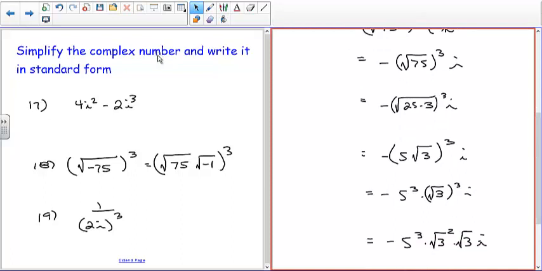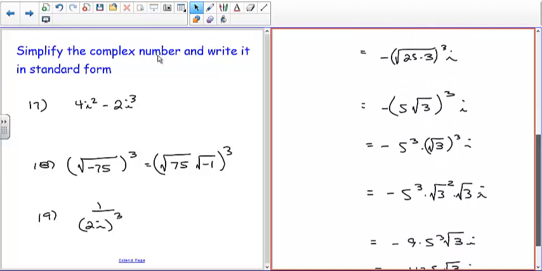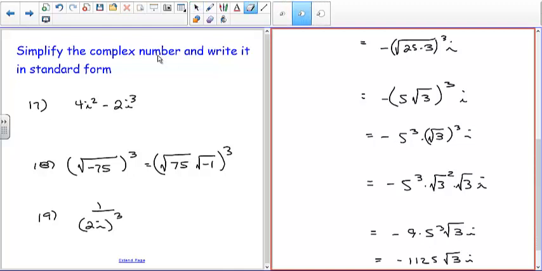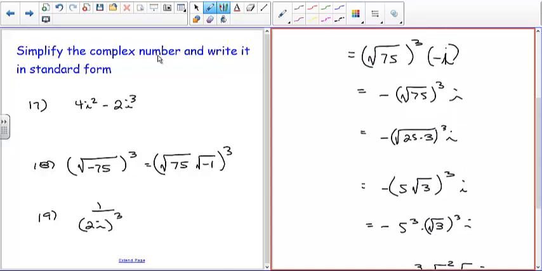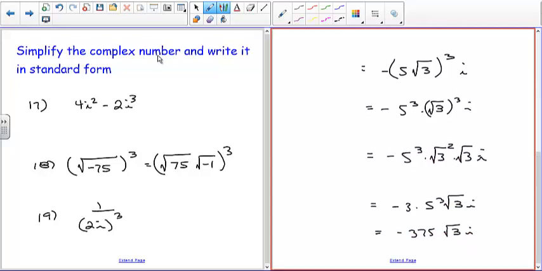5 cubed, 125. 125 times 3 is, oh, it's right here. That should not be that. The square root of 3 squared is 3, so it's 3 times that. So you'd have 3 times 125, which would be 375. Okay, and then that works out. If you take 375 times the square root of 3, you should get the same number. Yep. So that's the original unsimplified version. That's the simplified version. Not a big difference.